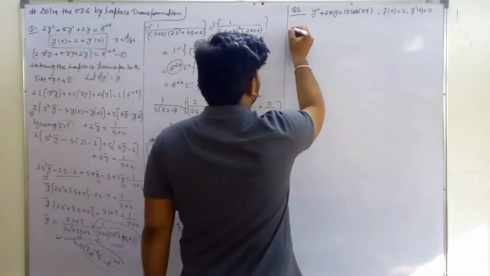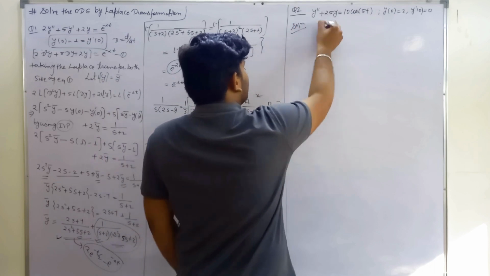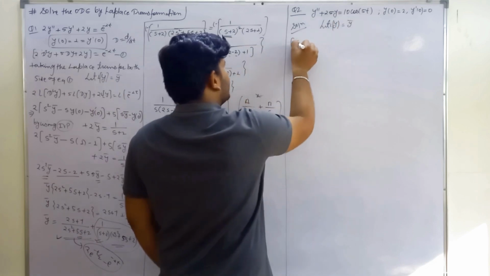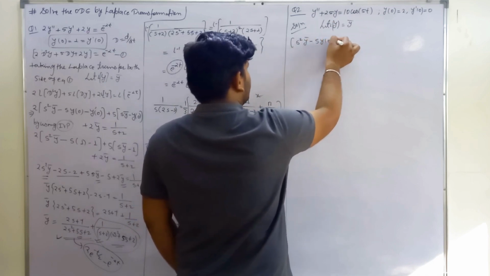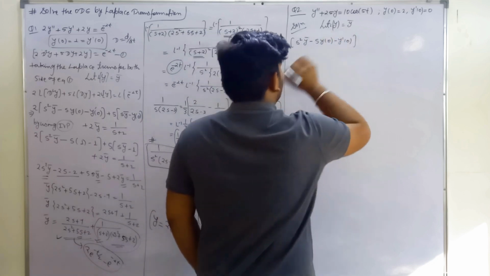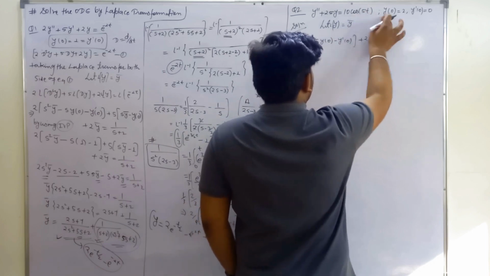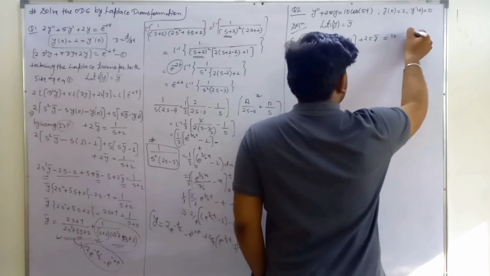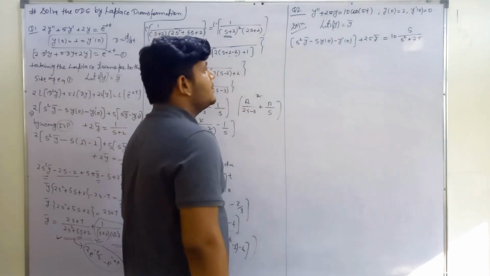So first of all, we have to take y double dash. Let the Laplace transform of y be y bar, and I can write this as s² y bar - s y(0) - y'(0), and put here 25 y bar is equal to 10 times the Laplace transform of cos 5t, which is s upon s² + 25. Okay, s upon s² + a².